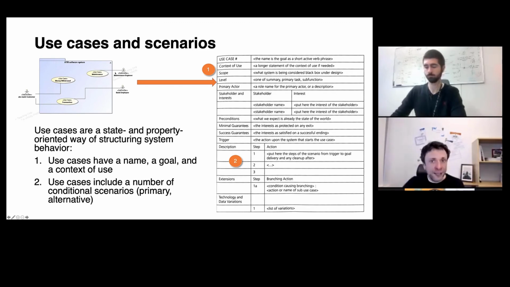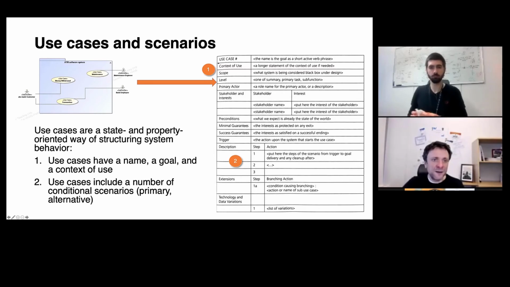Now, for each use case, I describe a set of different scenarios. What you can see on the right side is one way of doing so. We have seen this template, the use case template by Alistair Cockburn, already when we spoke about requirements engineering approaches, where we showed the general notion of templates. So this is one example for a use case template.